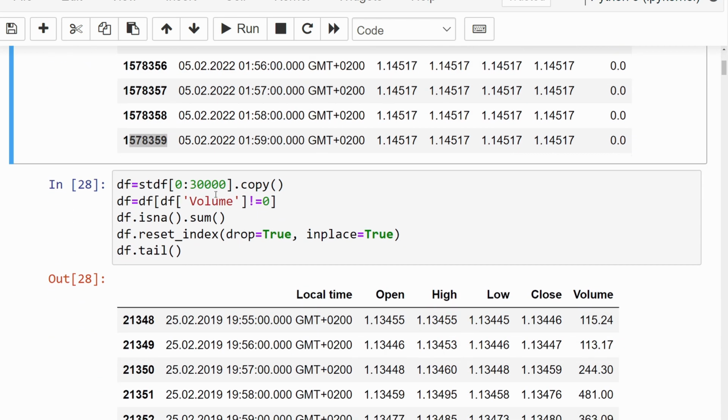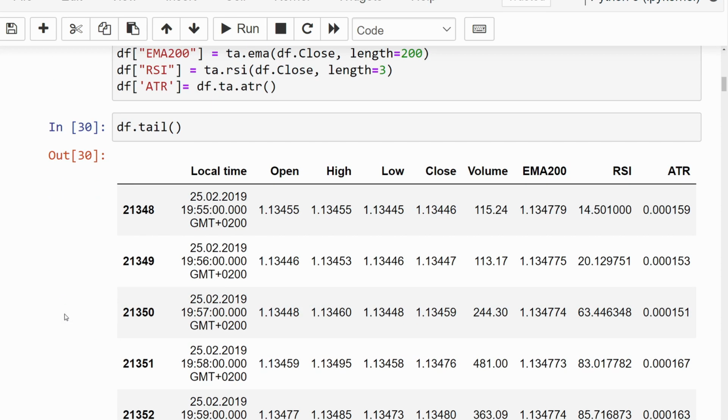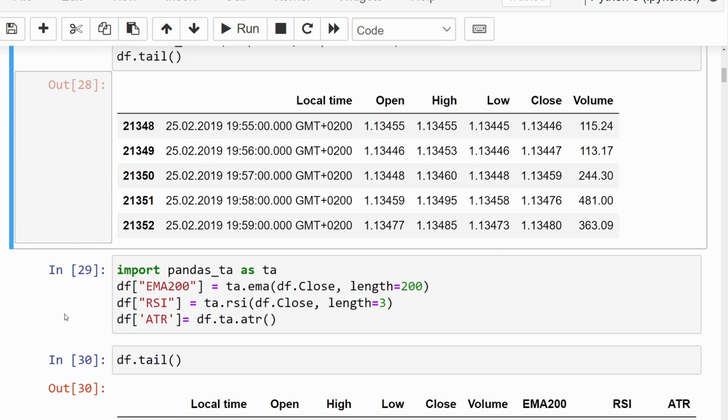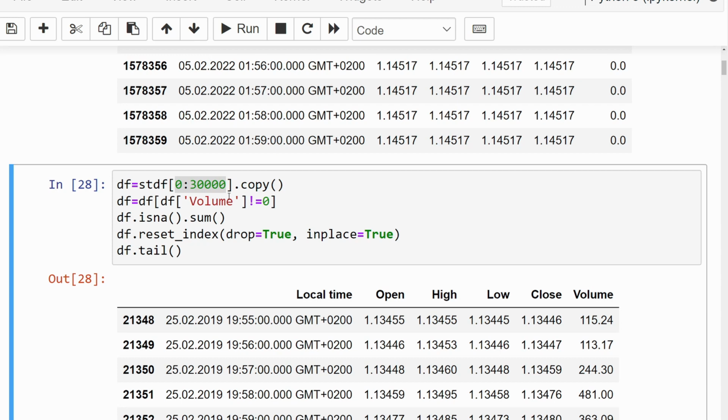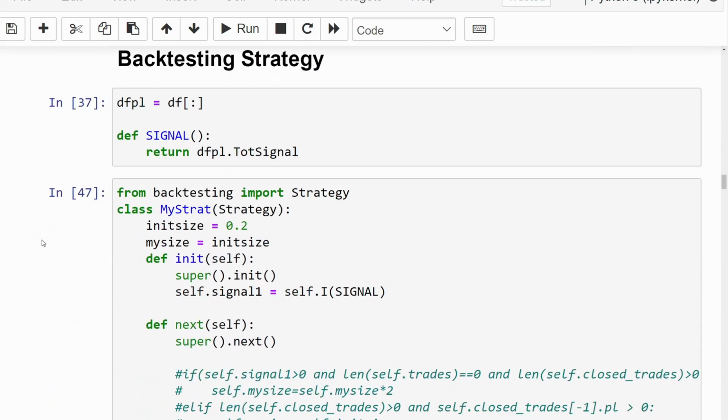One of the solutions is simply to slice parts of this data frame. Test your strategy on, let's say, from 0 up to 30,000 minute candles. So in this case, probably a month or something very similar to a month. And then if you have something positive, a winning strategy, you can run it on a different slice of your data frame, on a different 30,000 candles. So now let's go to the results and check what it gave.